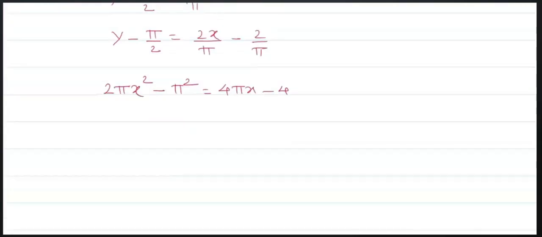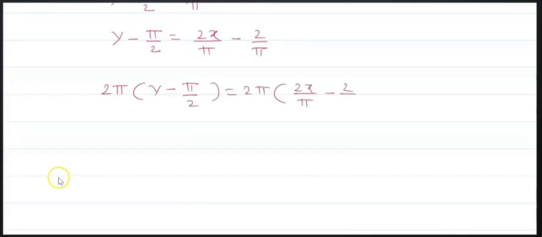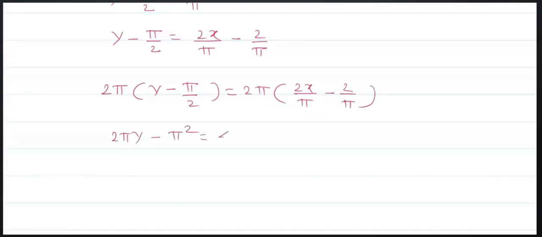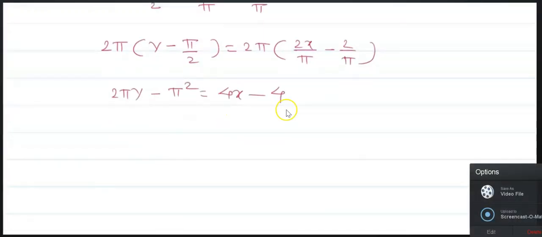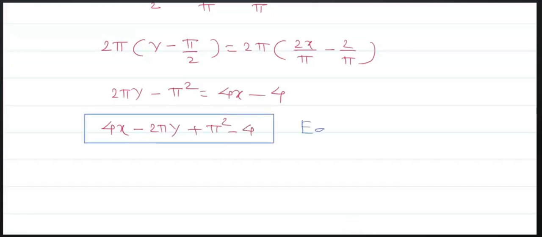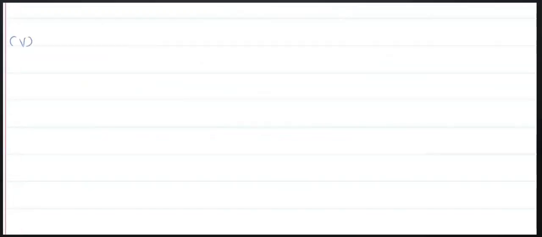Now we'll simplify this. Multiply on both sides by 2 pi. Then you will get 2 pi in bracket y minus pi by 2 is equal to 2 pi in bracket 2x upon pi minus 2 upon pi. That is 2 pi y minus pi square is equal to 4x minus 4. Therefore it is 4x minus 2 pi y plus pi square minus 4 equal to 0. This is the equation of the normal.